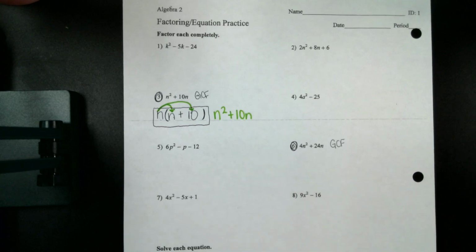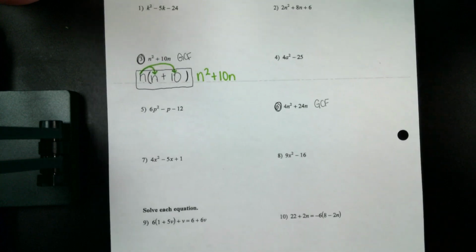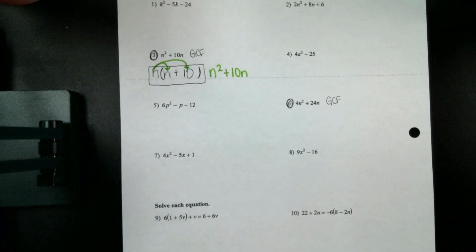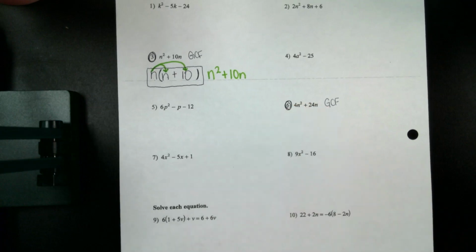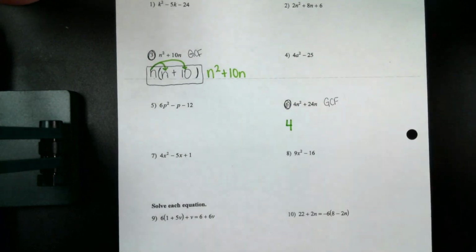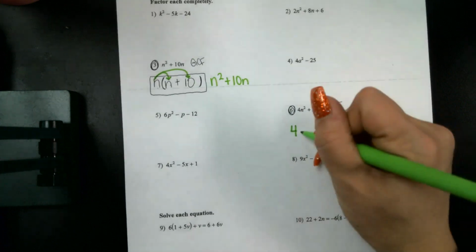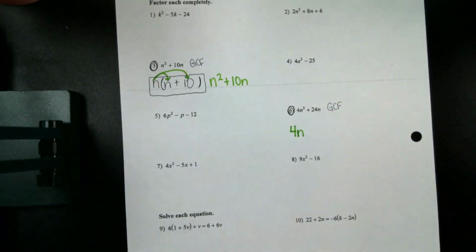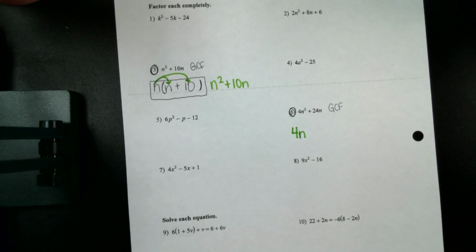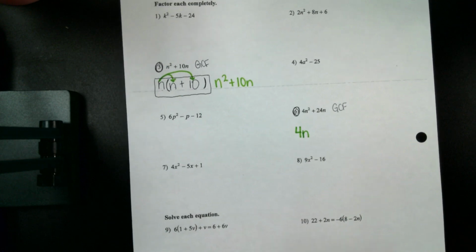Number 6, you have 4n squared and 24n. So what do 4 and 24 have in common? Like, what are they both divisible by? 4. Aren't they both divisible by 4? Okay, so put a 4 on your paper. Do they both contain the letter n? Okay, so they have a 4n in common. So 4n is called the greatest common factor.